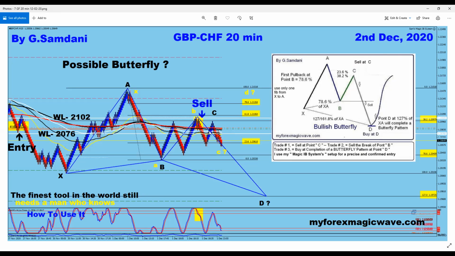But if not, and if we stay here and go down and finish this pattern at point D, this is most likely to happen, and that's why I took the trade.